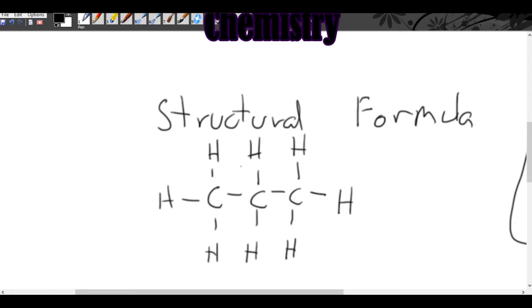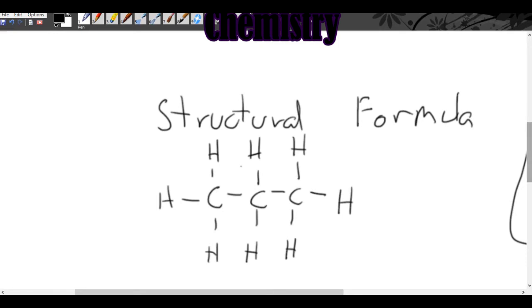Now, let's look at some of the most common examples of how we write or draw our molecules. This one is called a structural formula. Now, a structural formula contains separate bonds of carbon and hydrogen. So you can actually see, more specifically, what's going on in terms of how carbon and hydrogens are interacting with each other.